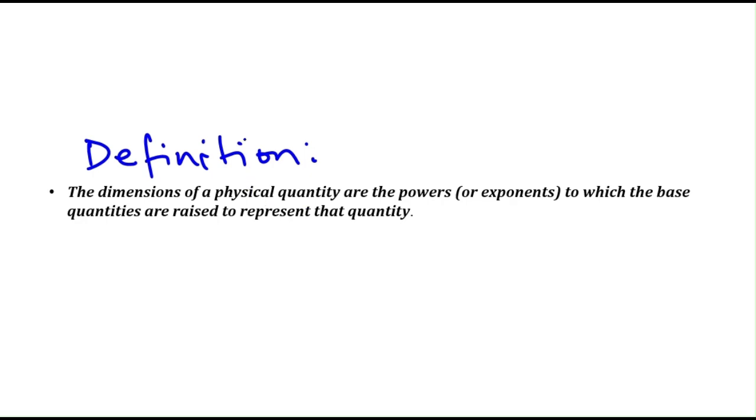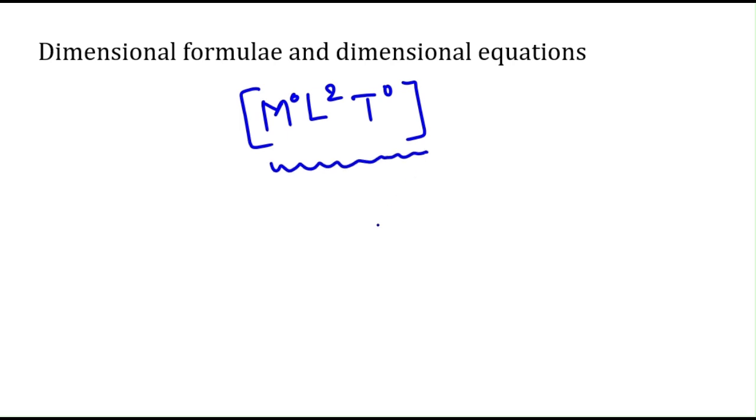Let's move to the next topic, which is dimensional equation. This is also an easy topic but very powerful. So, dimensional formula and dimensional equations. If you observe carefully, we have already used these things. Now we have to identify them. So what is the dimensional formula for a physical quantity? For example, we have written L to the power 2 M to the power 0 T to the power 0 for area. So this is the dimensional formula for area.